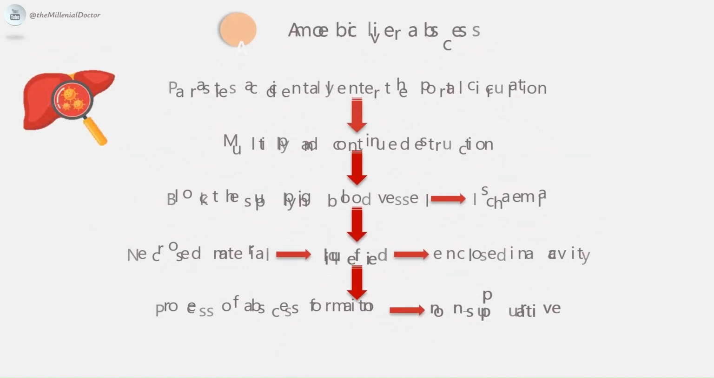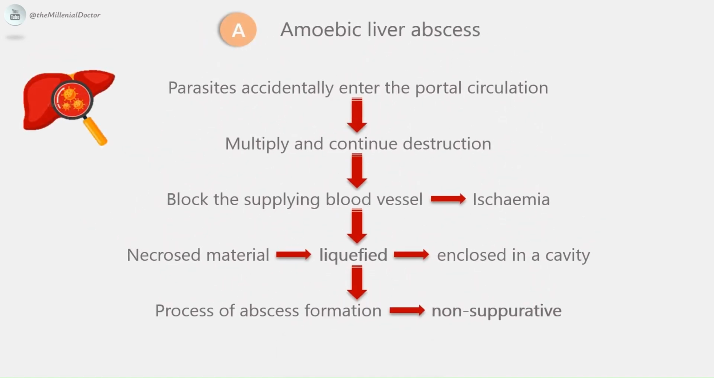Next, amoebic liver abscess. The parasites accidentally enter the portal circulation where they multiply and continue destruction. During this process, the parasites or the dead material block the supplying blood vessel, leading to ischemia. The necrosed material becomes liquefied and enclosed in a cavity. Hence, it is called amoebic liver abscess. The process of abscess formation is non-suppurative.